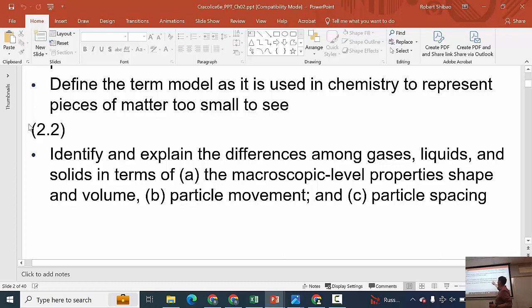All right, identify and explain the differences among gases, liquids, and solids in terms of macroscopic properties, shape and volume, particle movement, and particle spacing. So we'll look at that as well.